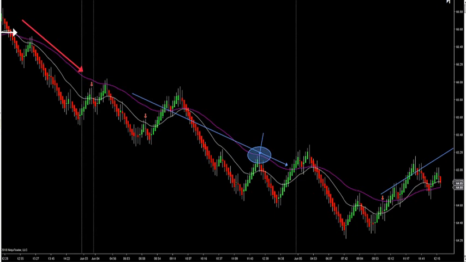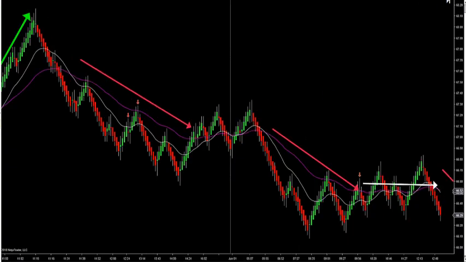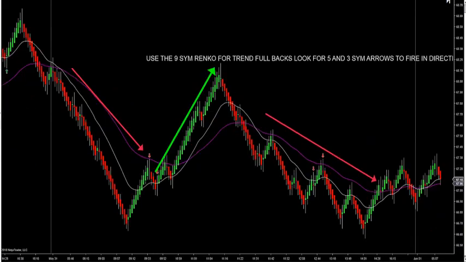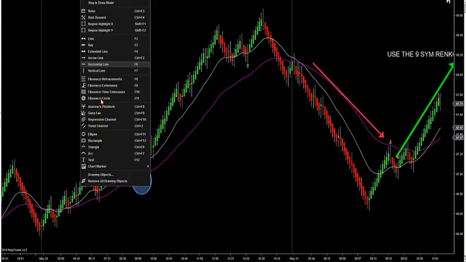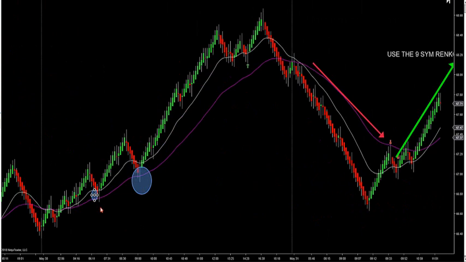All day, you're a net seller off the 5 and 3 sim. The 9 sim full retracement. All day here, net seller. Morning, net buyer, net seller. Here, all day long, you're a net buyer. You buy deep retracements.